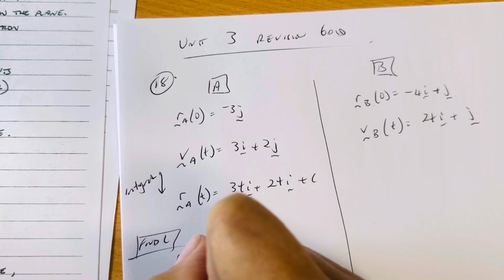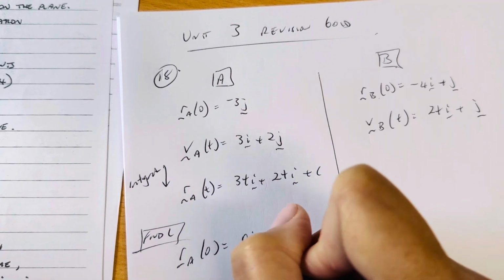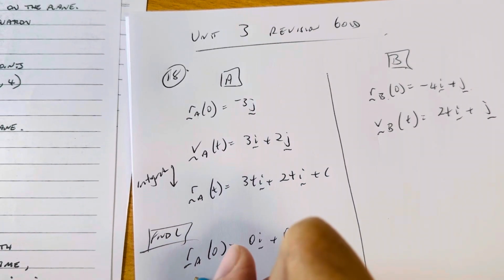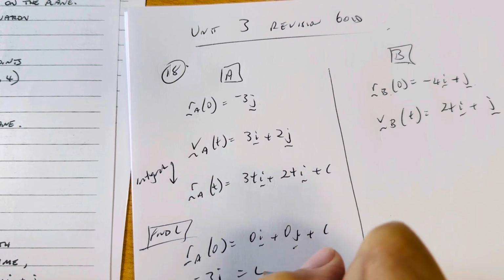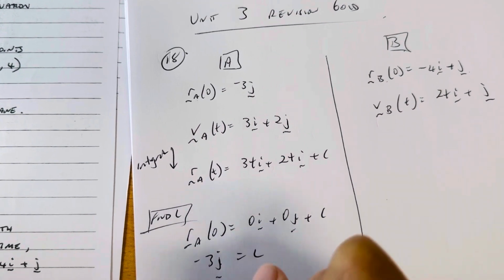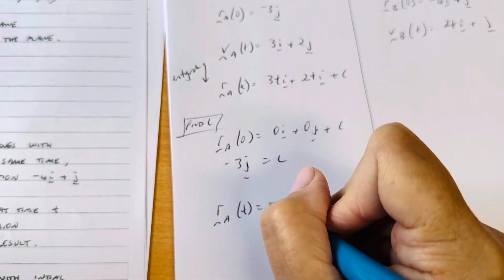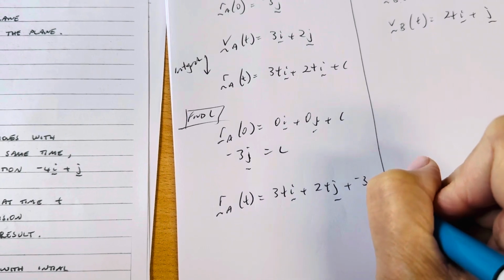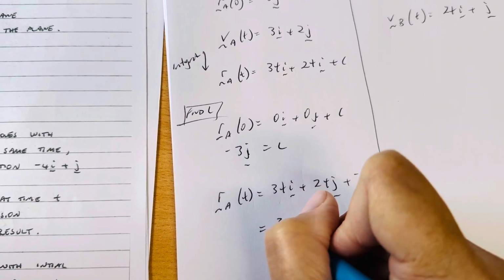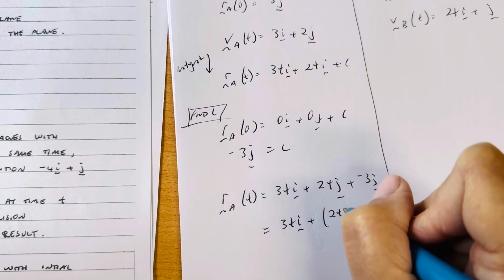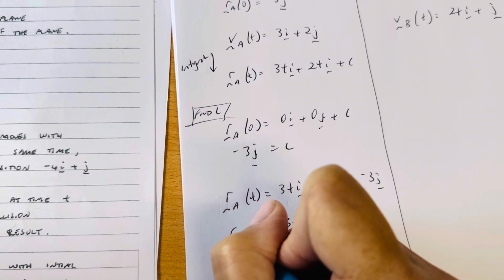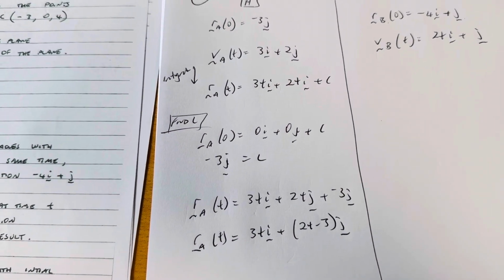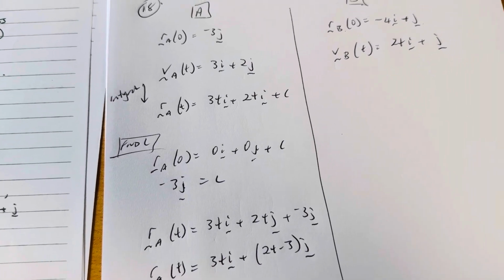And that's when I know that RA0 is going to give me 0i plus 0j plus c. But I know that RA0 is negative 3j, so that's my c. So RAT is 3ti plus 2tj plus negative 3j. So it's 3ti plus (2t minus 3)j, which is the position vector of particle A. I just had to integrate and find my c.